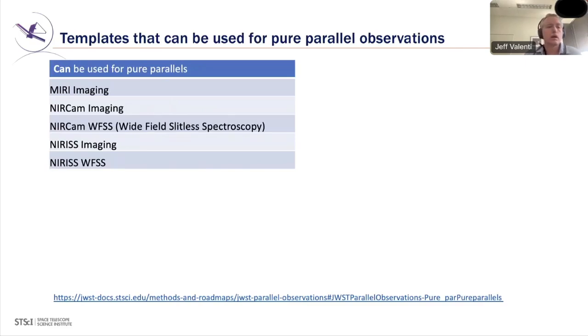There are only 5 templates that can be used for the pure parallel. So we were just talking about which prime templates can we attach to. Now this chart is saying what type of pure parallel observation templates can we use when we want to attach. And there's only 5. 3 of them are imaging, and 2 of them are wide field slitless spectroscopy. Yeah, we'll talk more about that.